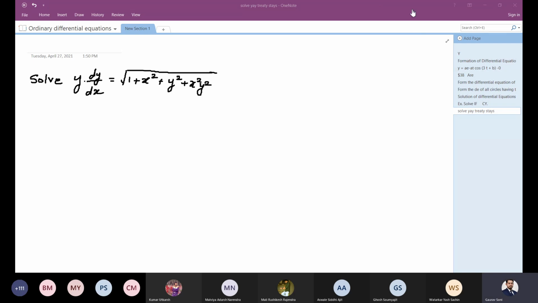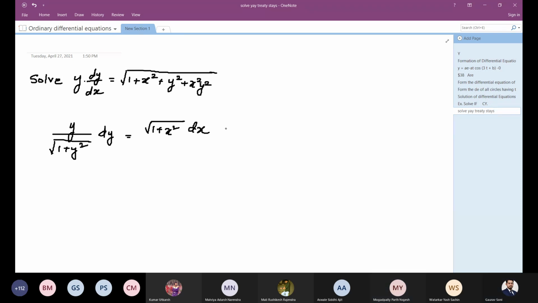What is the variable separable form that you get? Sir, y upon root of 1 plus y square dy equals to root of 1 plus x square dx.